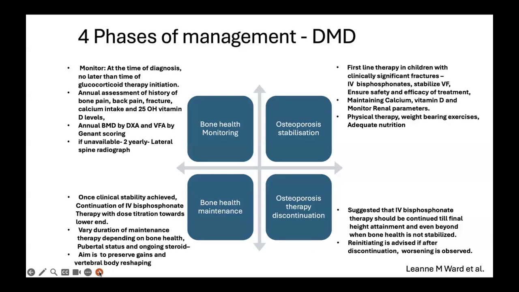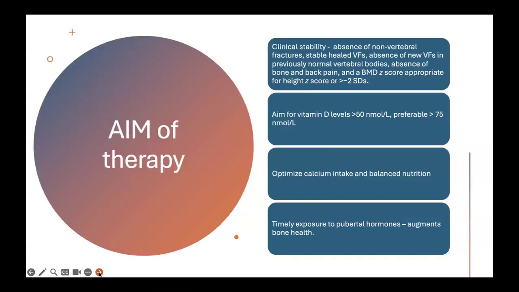So as I said, the aim of the therapy should be clinical stability, wherein there is absence of non-vertebral fractures, stable healed vertebral fractures, absence of any new vertebral fractures in previously normal bodies, absence of bone and back pain, and a normal bone mineral density Z-score.